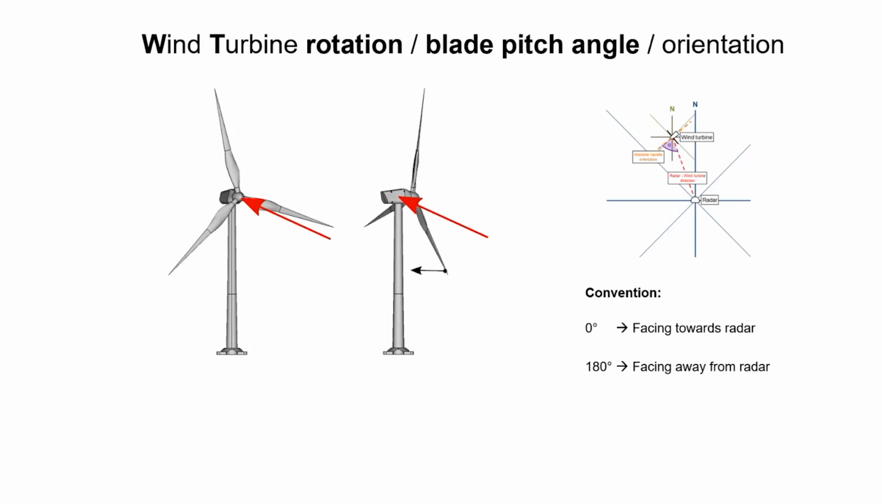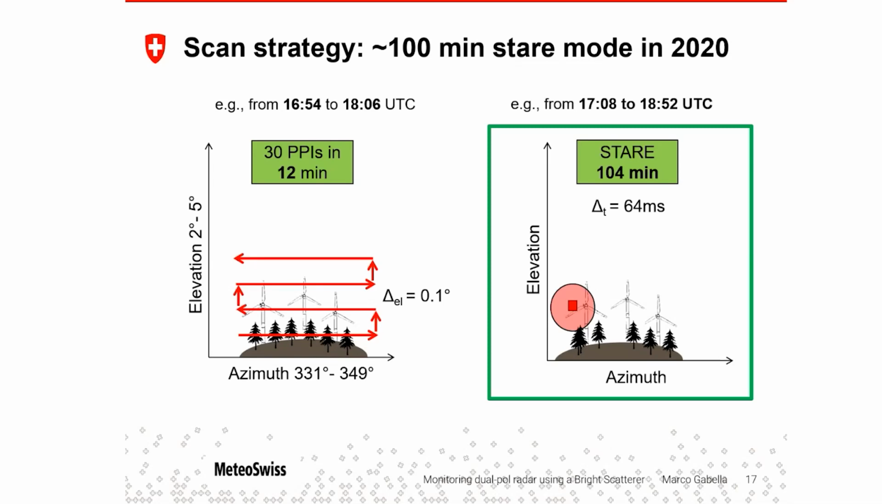And the wind turbine, so the antenna is not rotating, but the bright target may rotate in this case. The rotation could be the blade rotation, so the rotor speed, or could be the blade pitch angle when you have a transition from moderate wind, energy production, and no wind or strong wind. And also you may have a rotation in azimuth of the nacelle, so it's the orientation of the nacelle with respect to the radar. And every 2 hours, we had approximately 100 minutes of observation in stair mode.